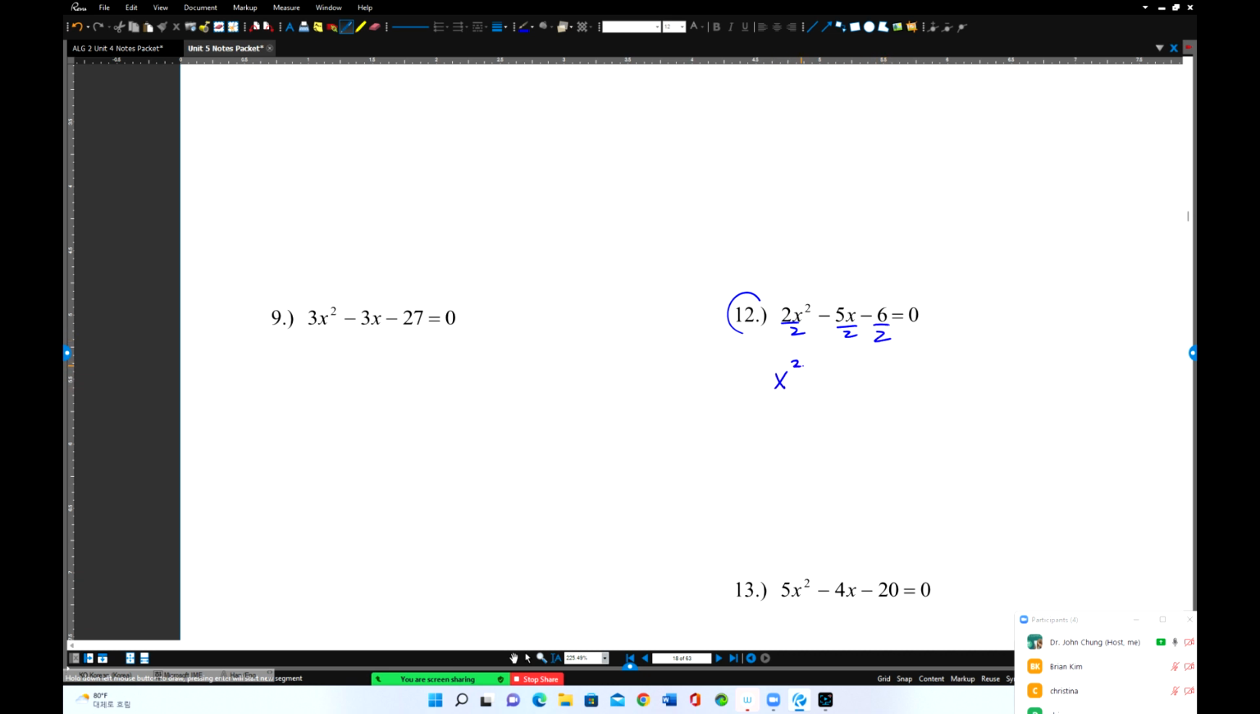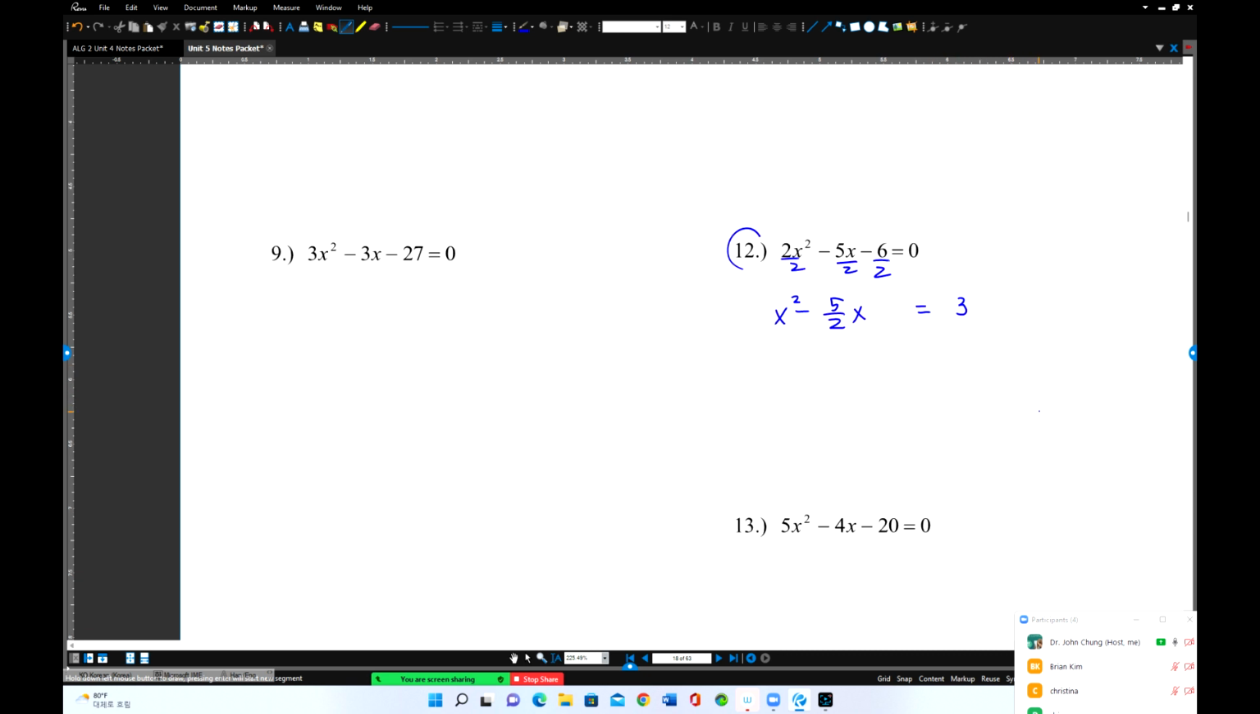Okay, so x squared minus 5 over 2 x, separate the 3 over here, okay? Isolate the variable terms and constant terms. Now we apply complete the square. What number do we need over here? It's an easy one. Negative 5 over 2 divided by 2 is 5 over 4. And the square is how much? Positive 25 over 16, right? You can add over here 25 over 16. Okay? This is a perfect square trinomial.